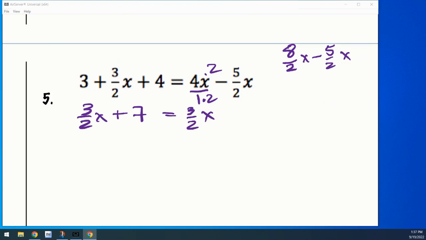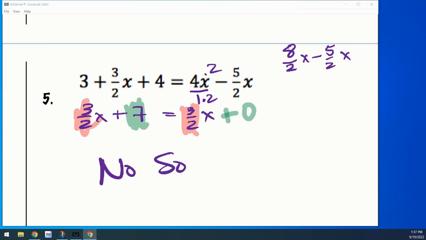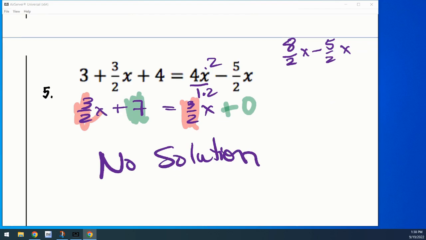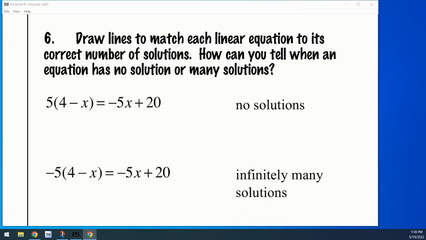So I look at this. My coefficients are the same. My constant, oh, look at this. My constants are different. So that means that this is no solution. There is no answer that you can plug in that is going to get the correct answer. Okay?